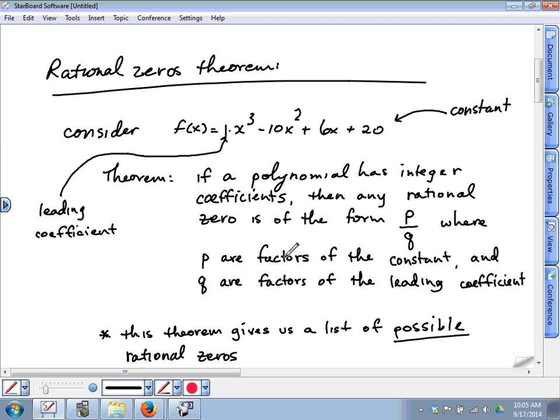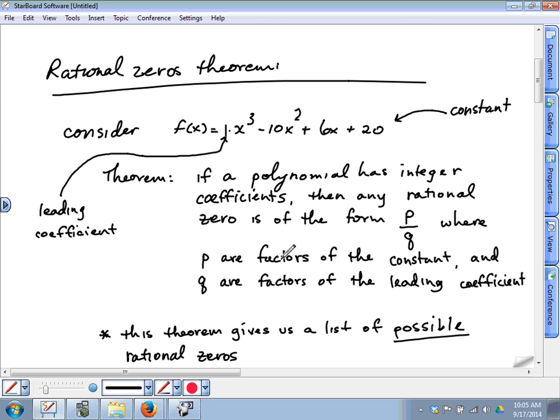Factor means numbers that divide evenly. So start yelling them out. What are numbers that divide into 20? 1, 2, 4, 5, 10, and there's one more. It's not 0. We don't want to divide by 0. 20.